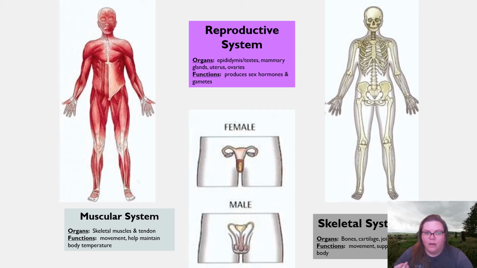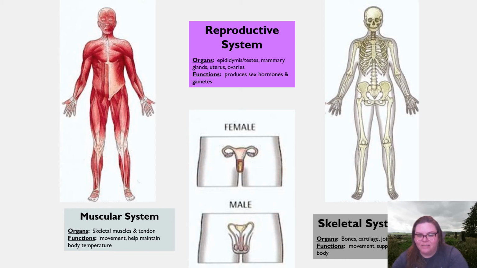Gametes are the reproductive portions that come together to create a baby. So it produces a little bit more than that, but for this portion of the class and A&P 2, you learn a little bit more about that. But for this class, that's what you need to know.